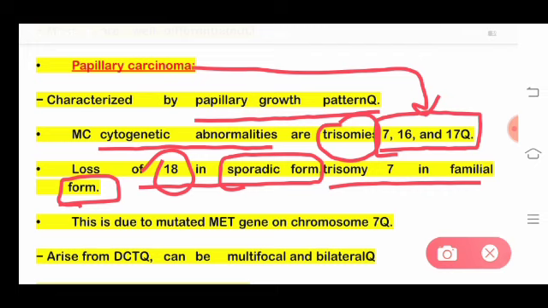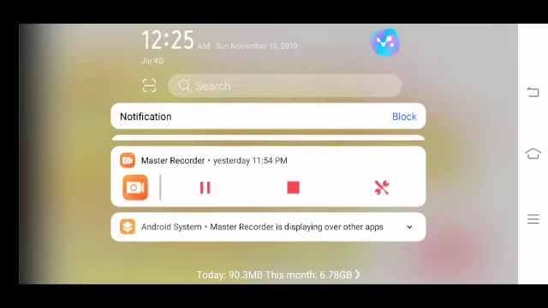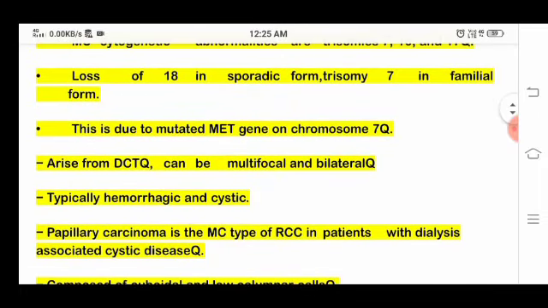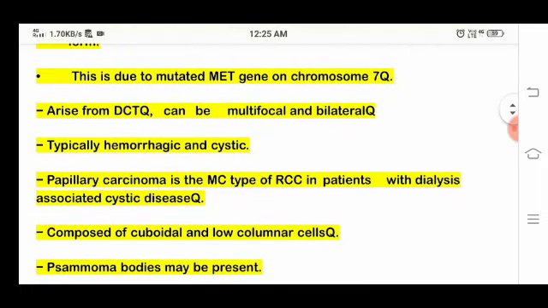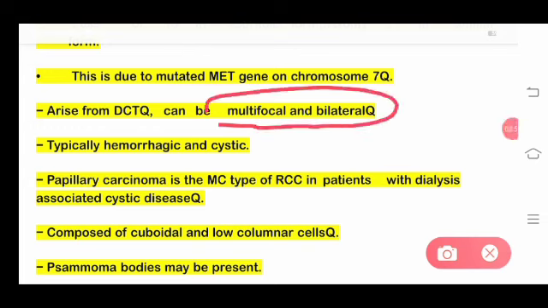In trisomy 7, there is mutation of the MET gene. They will ask directly, MET gene mutation on 7q is associated with which tumor, and you will answer papillary carcinoma. It arises from the DCT, and it is multifocal and bilateral, rather than clear cell, which was unilateral and solitary.